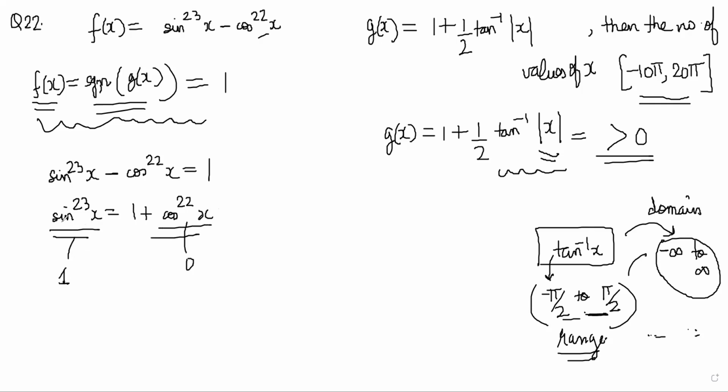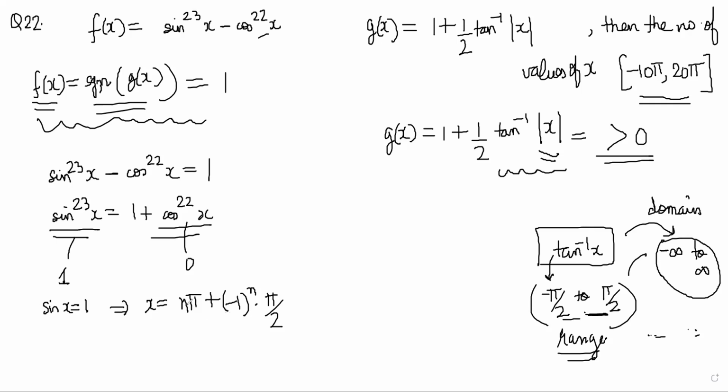Sine cannot be greater than 1, right? So sin x must be 1, and at that moment cos x will be 0, right? Sin x is equal to 1 means x is equal to n pi plus minus 1 to the power n into pi by 2, right? So this is the general solution.